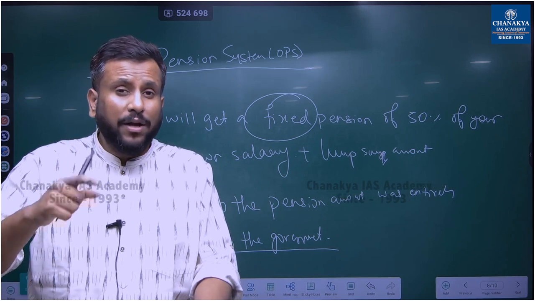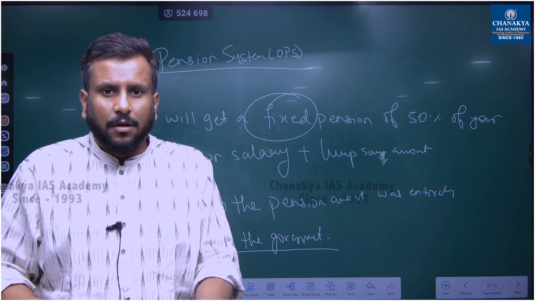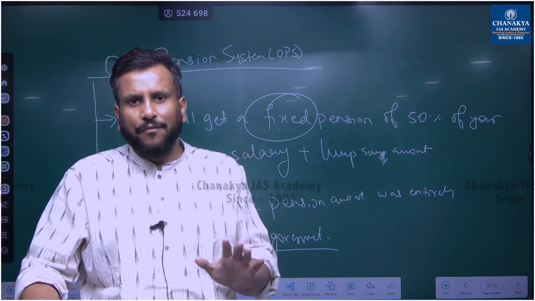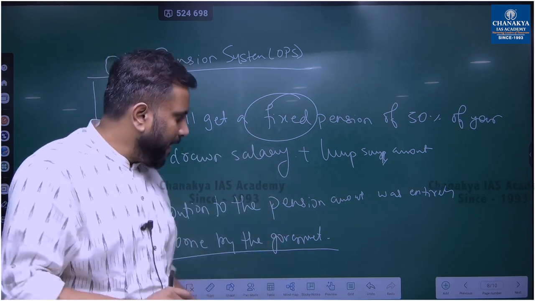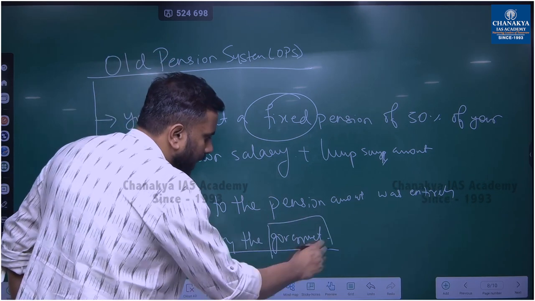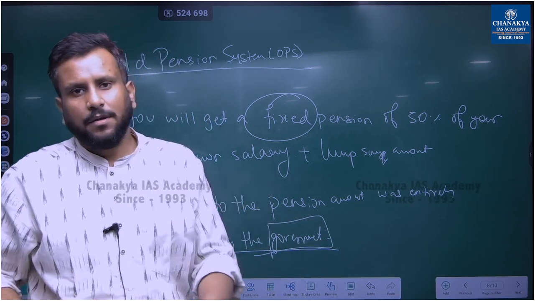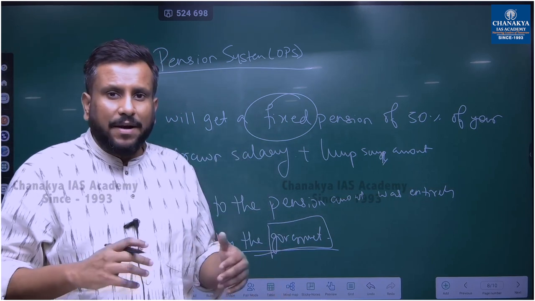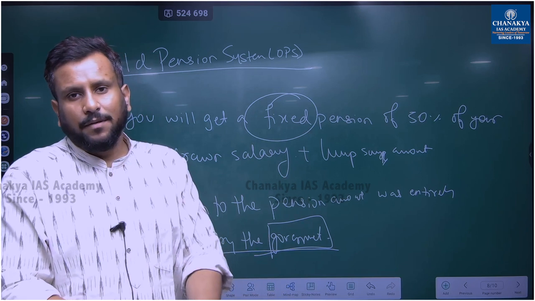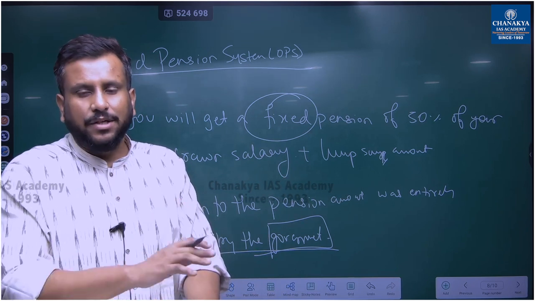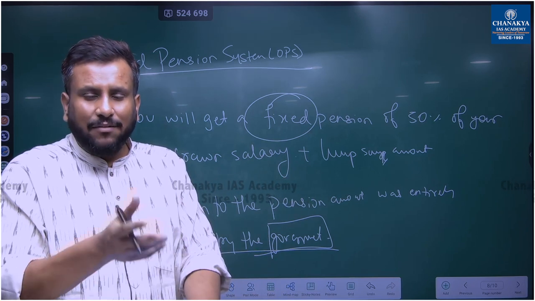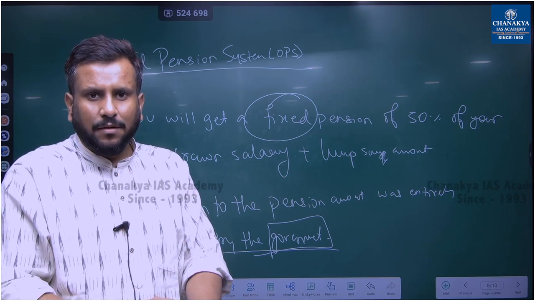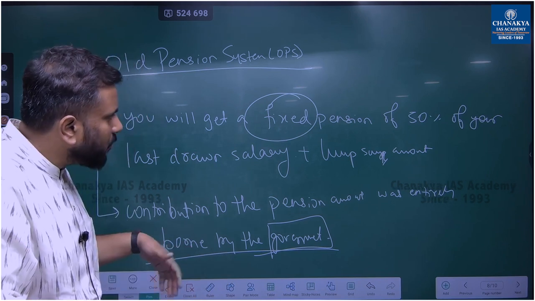So who is going to pay for that thing? You are not going to pay anything. The entire corpus, the entire fund which is required has to be paid by the government. So this was the basic problem. This is why the government has to spend huge amount of money on the pension. And because of that, the government is not able to have that resources to spend on capital infrastructure. Right? So that is why the scheme has now been changed.